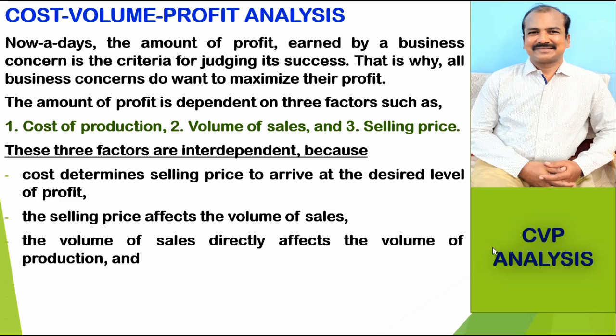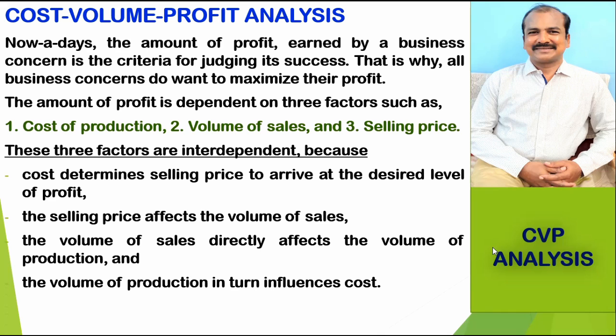The next point here is the volume of sales is directly affecting the volume of production. If the sales volume comes down, obviously the company should also bring down the volume of production. If there is no sale beyond a certain quantity of a given product, the product should be produced only for the quantity that is demanded. It should not go beyond the demand of the product.